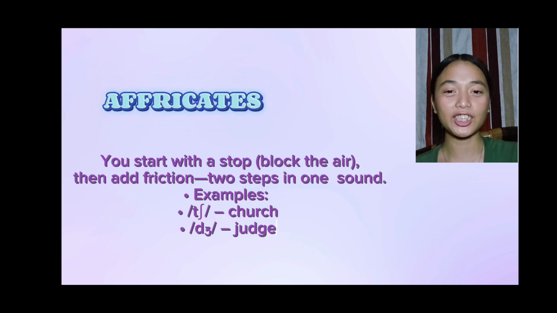This is what happens when you start with a stop, or block the air, then add friction, 2 steps in one sound, like this: ch, j. And the words are church and judge.